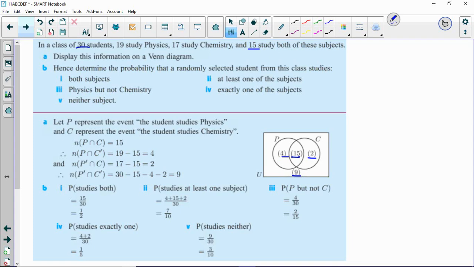How many study both subjects? Well, it's got to be 15 out of 30. How many study at least one? So that's going to be all 3 of these added together. How many study physics but not chemistry? So that's just going to be the 4 who are in the physics circle but not in the center, and so on. I think we see where this is going, yeah?